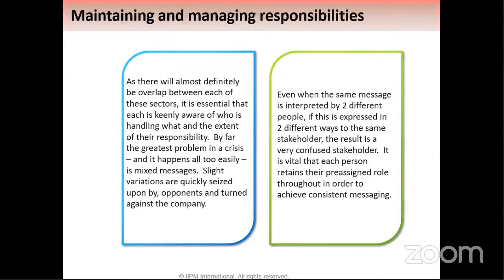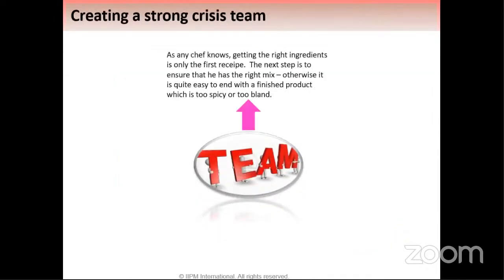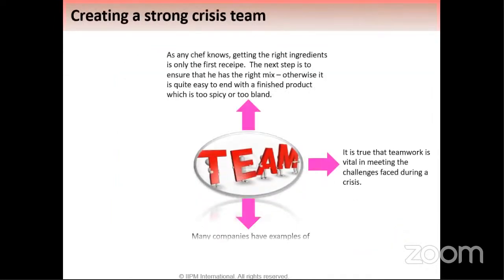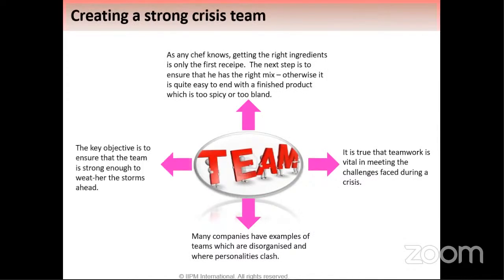Okay, now I want to look at creating a strong crisis team. How do we create a strong crisis team? As any chef knows, getting the right ingredients is only the first step in the recipe. The next step is to ensure that he has the right mix. Otherwise, it will be quite easy to end up with a product which is too spicy or too bland. Okay? So, to create a strong crisis team, the materials and the blend must go together.